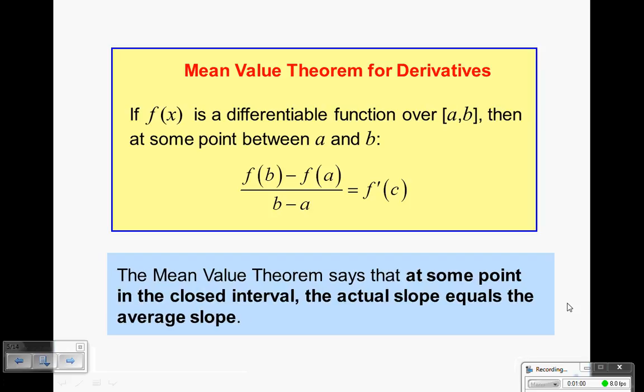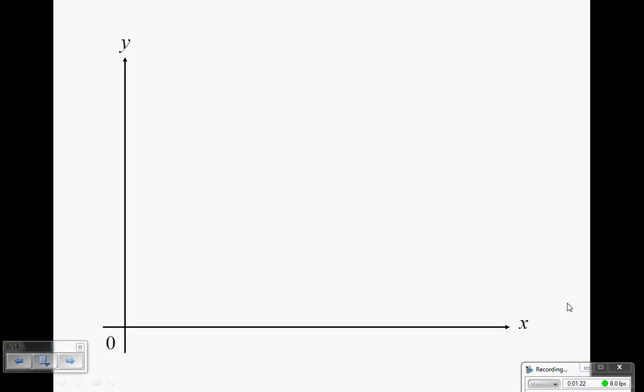So what the mean value theorem says, in plain English, is at some point in that closed interval, there has to be some place in between a and b where the actual slope equals the average slope. Or say we were thinking of velocity, where the instantaneous velocity would have to equal the average velocity. So that's what the mean value theorem is stating.